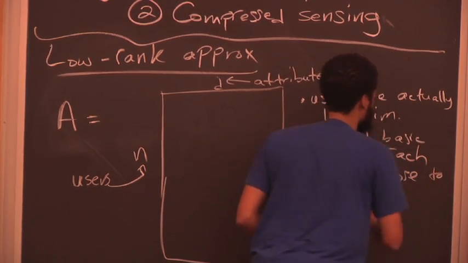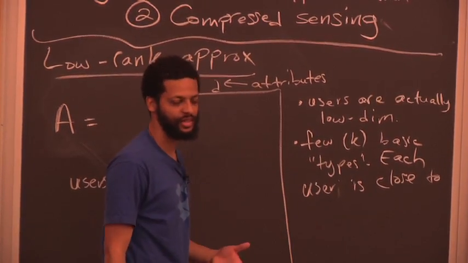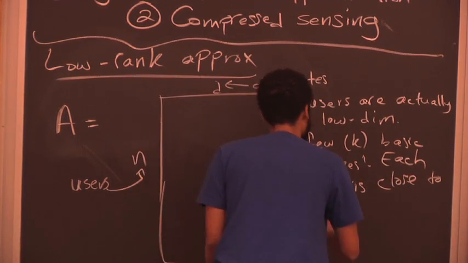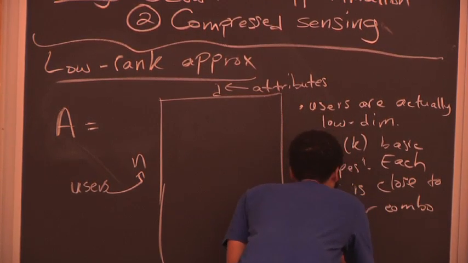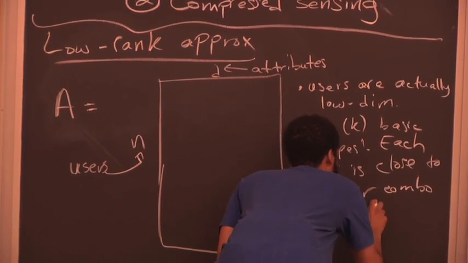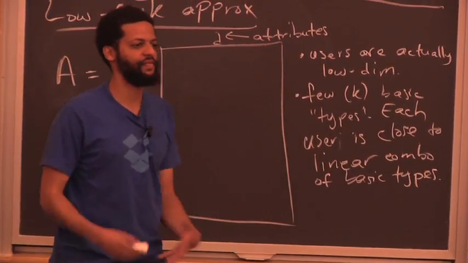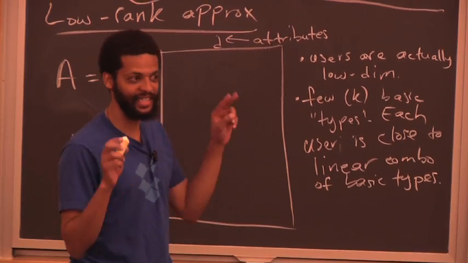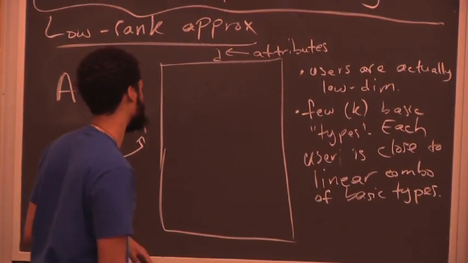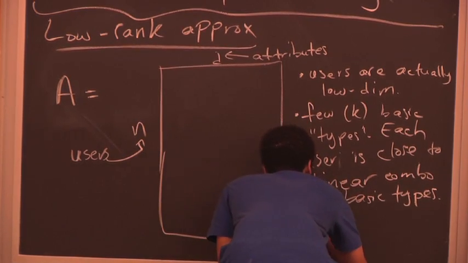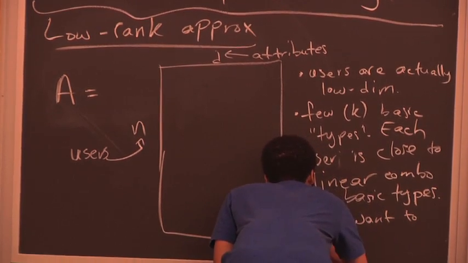And each user is, let's say not exactly, because it's not going to be exactly low rank, but each user is close to a linear combination of basic types. Okay, and then our goal is to basically figure out what these hidden types are, these eigentypes. Right? These are basically the singular vectors of the matrix A. We want to find this low rank structure.